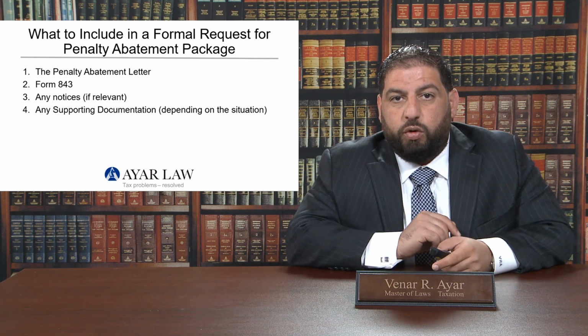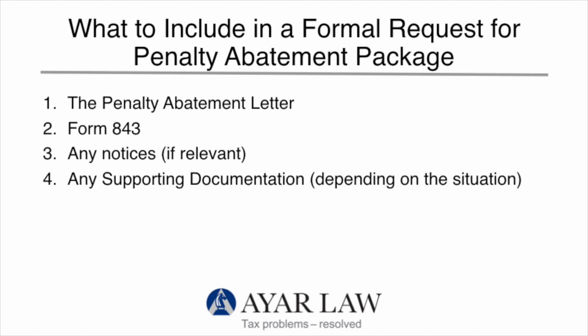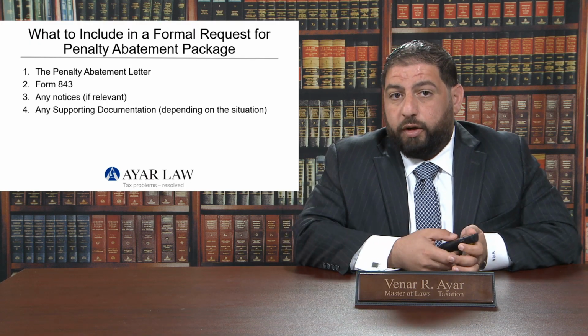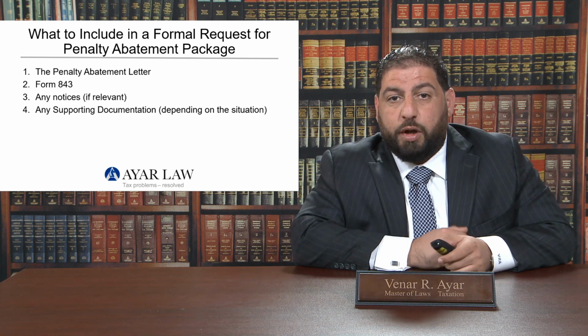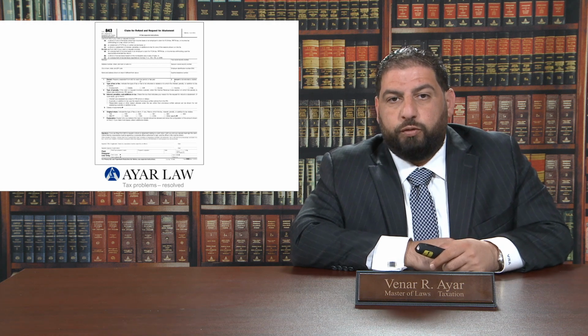Now, what you need to include in a formal request for a penalty abatement is the penalty abatement letter, a Form 843, which is the official request to waive penalties, any relevant IRS notices, and any supporting documentation. Any facts that you have, if you can support them with documentation. If you're going to say somebody got sick, get a letter from the doctor. If you're going to say that they lost their job, prove it. Give them a termination or a separation letter. Do whatever you can. The more documentation, the better. The IRS loves paper. The more paper in their file, the easier it is for them to approve it.